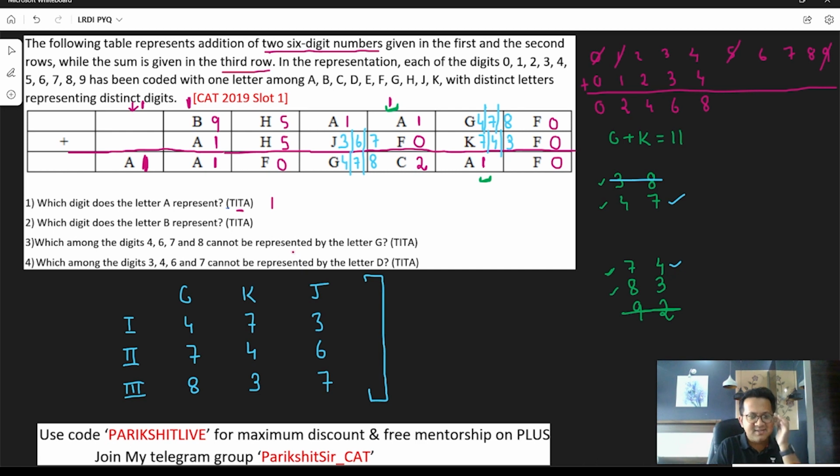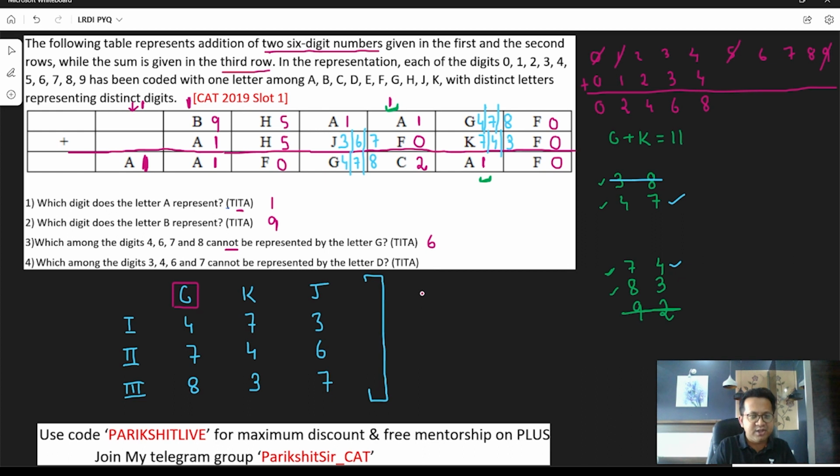Which digit does the letter B represent? B represents 9. B is equal to 9. Which among the digits 4, 6, 7, and 8 cannot be represented by the letter G? If you look at the possibilities for G, they are 4, 7, and 8. And they are asking which cannot be represented by G. So obviously G cannot be equal to 6. It can be 4, 7, or 8.